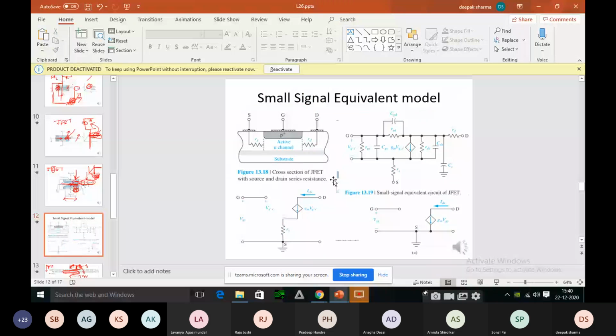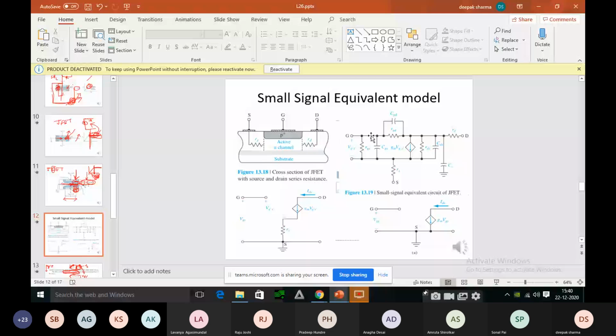So this is the cross section of JFET with source and drain series resistance. Why the series resistance here? See, every material has some resistance. Likewise, whatever material we are using here, it may be N type or P type, it also has some internal resistance. That is nothing but source and drain series resistance.